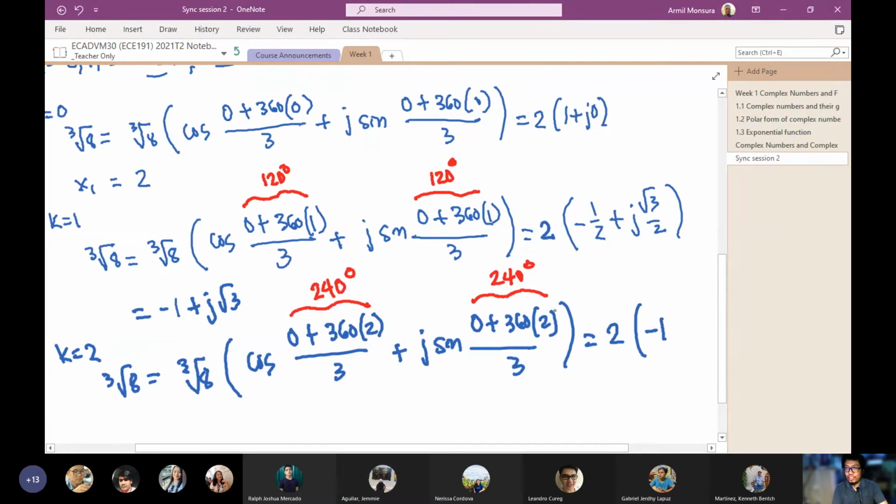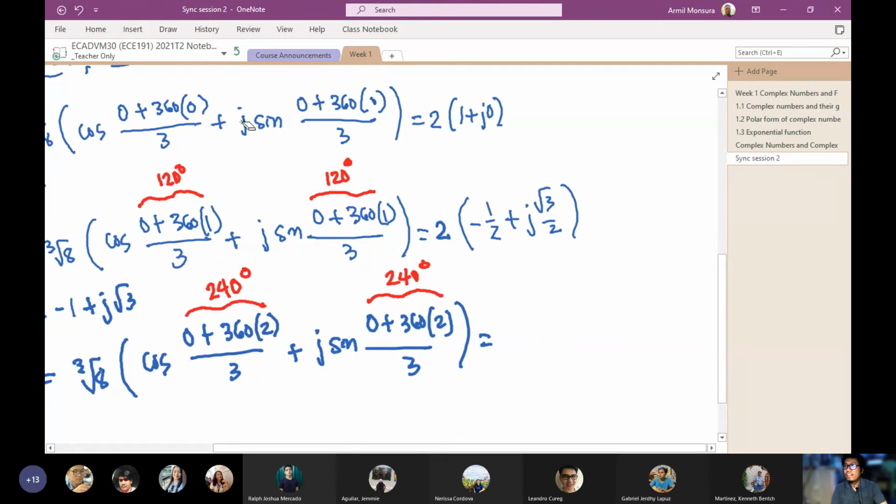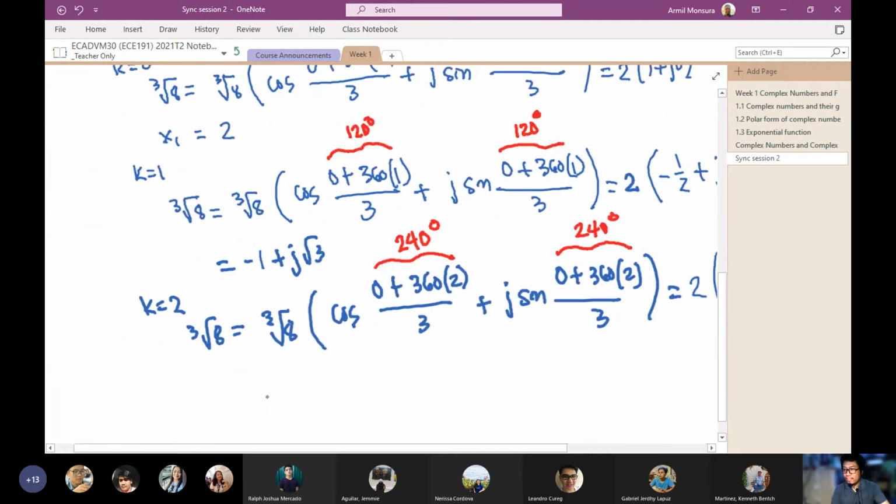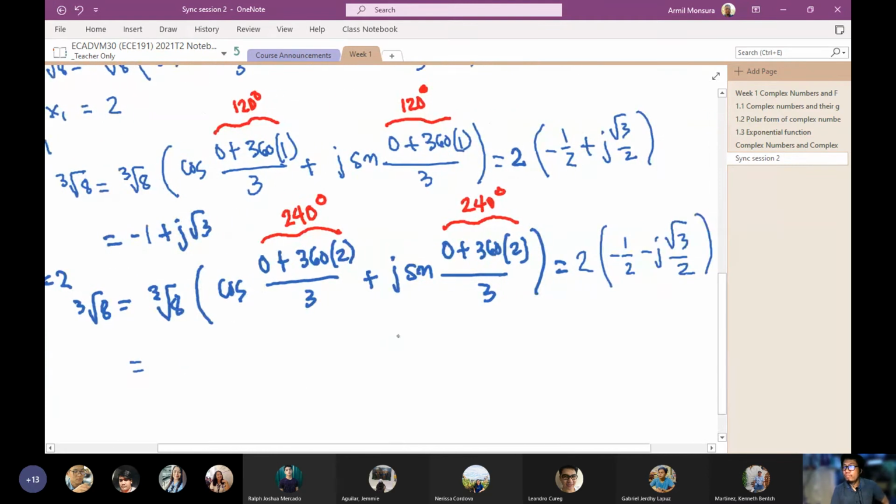Okay. Let's continue here. So this is instead 2, the cube root of r times negative 1 half. And then what is this? Negative square root of 3 over 2. Okay? That should give us what? This one times this one is negative 1. Okay? Minus j square root of 3. Ito nga yung sinasabi ko.